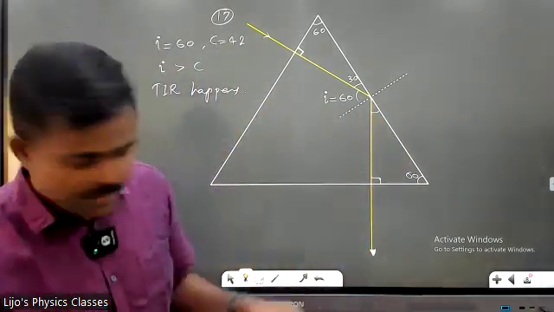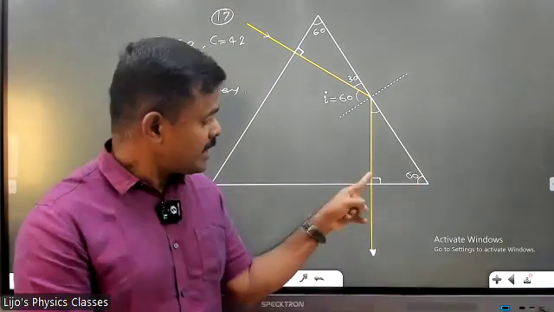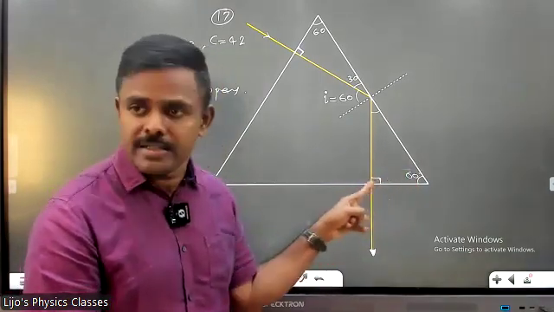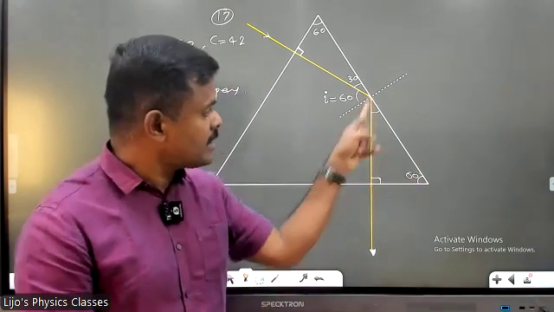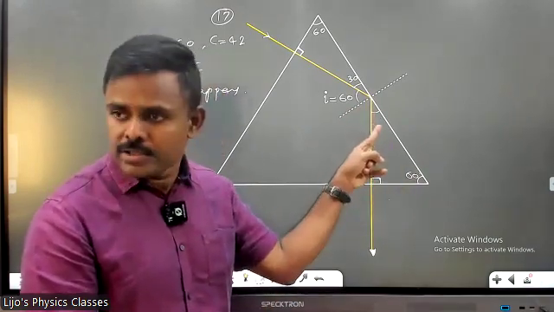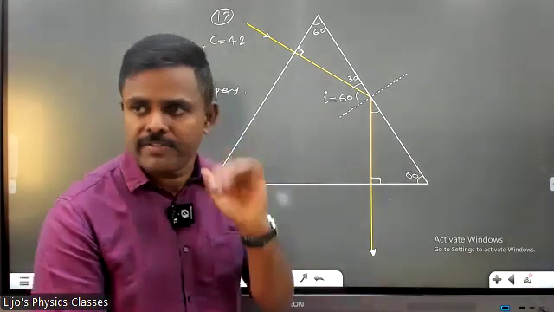Okay. This angle is 60, right? This is 90, right? 60 plus 90, 150, right? Then in this triangle, the third angle must be 30 degrees. So you want this angle to be 30. Let's see if it is correct.